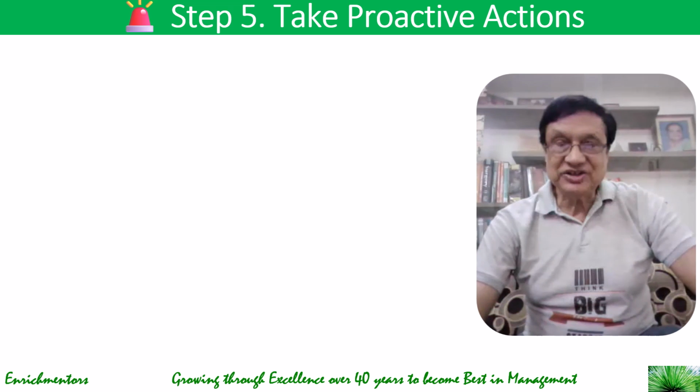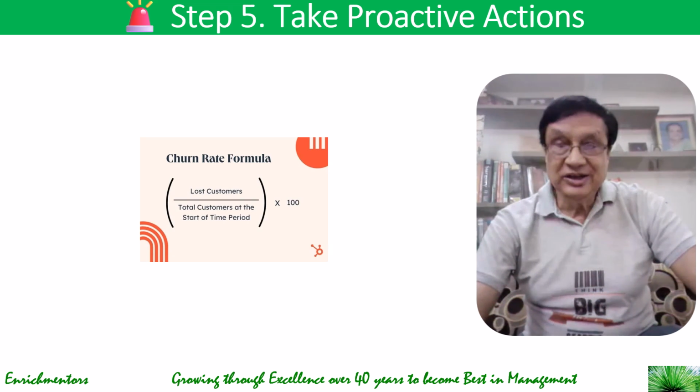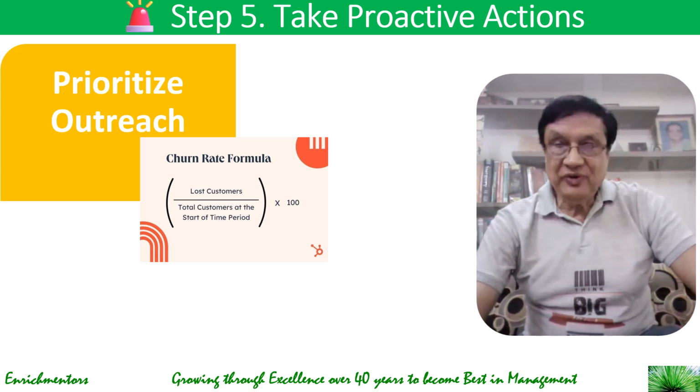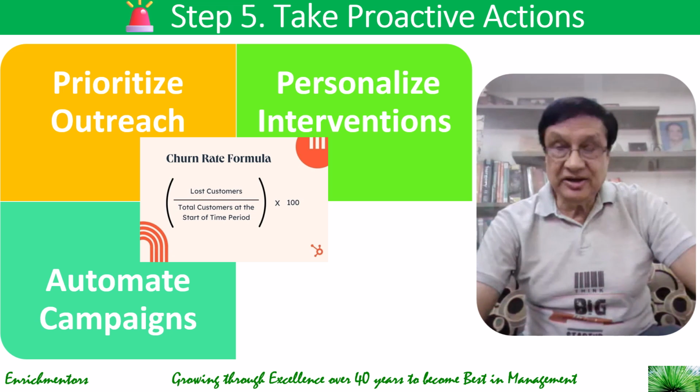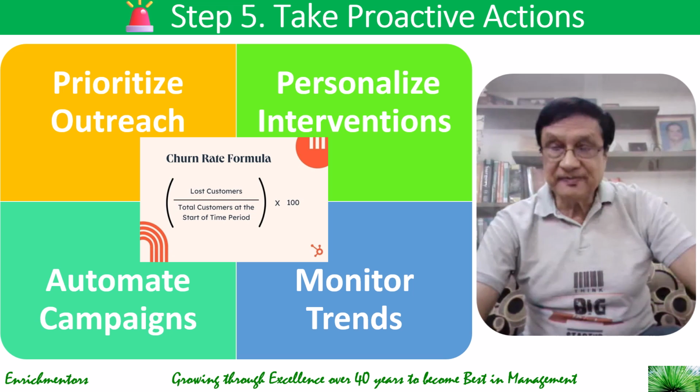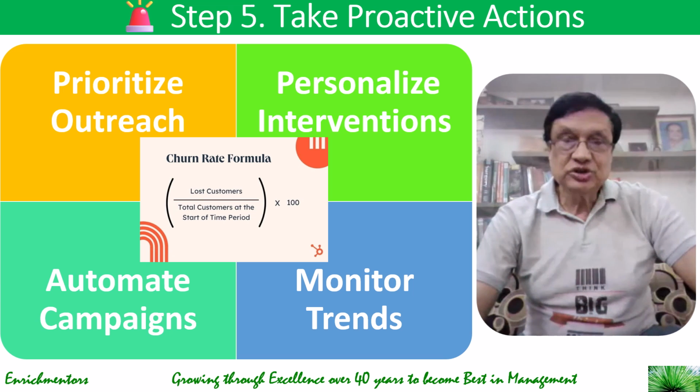Then you take proactive actions, right? Use churn risk scores to prioritize outreach, where you can alert customer success reps to reach out to top at-risk customers. You can personalize interventions by offering discounts, loyalty rewards, or targeted content. You can automate campaigns by sending re-engagement emails to those at moderate risk, and you can monitor trends by watching churn risk levels at segment or cohort level. So this is how you can take proactive actions with AI.